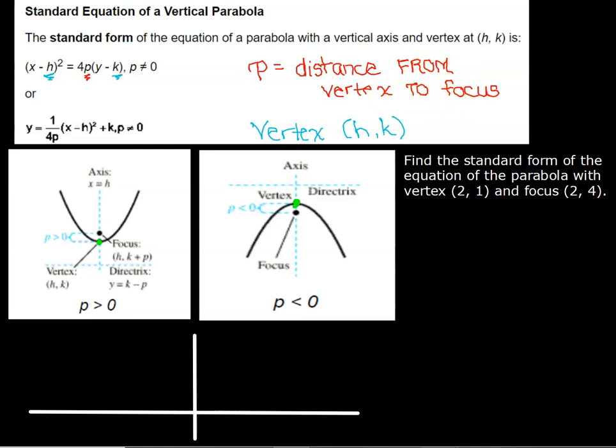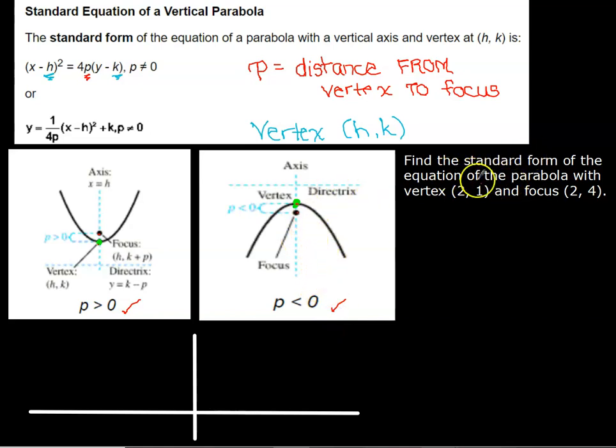Why am I writing from in caps? Because notice that when I go from the vertex to the focus here, I'm going upwards, which means P would be positive. So it's got to be from the vertex to the focus to know whether P is going to be positive. Or notice in the second diagram, I'm going from the vertex to the focus, I have to head downwards, so P would be negative. So just kind of make a note of that.